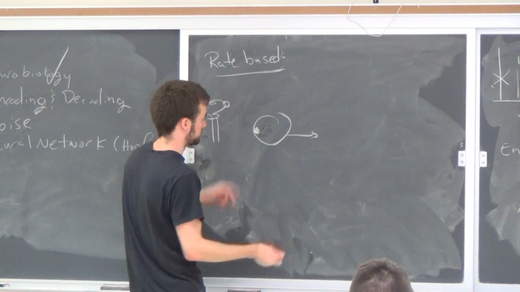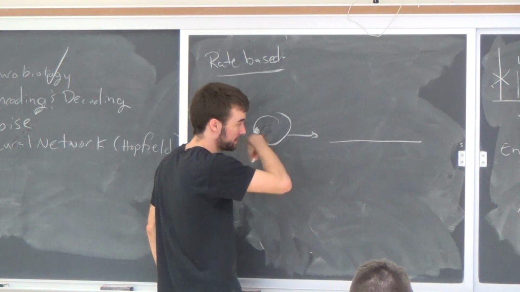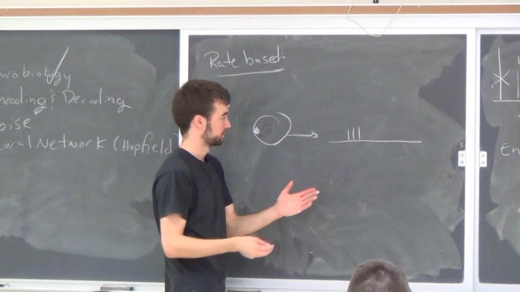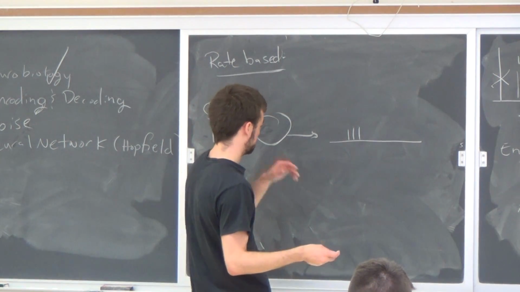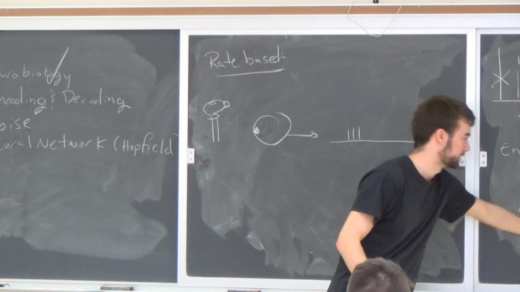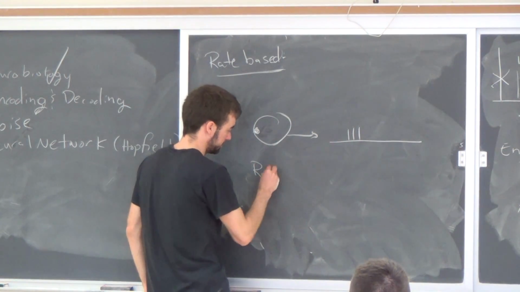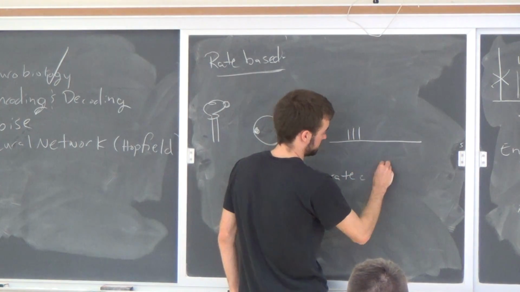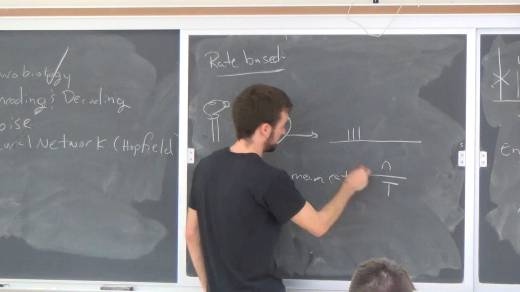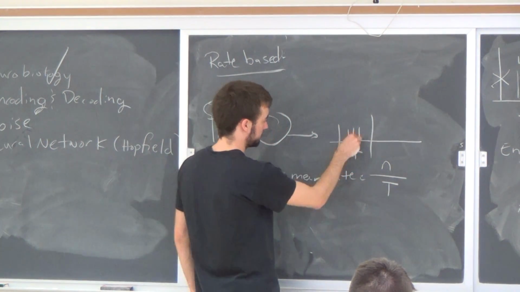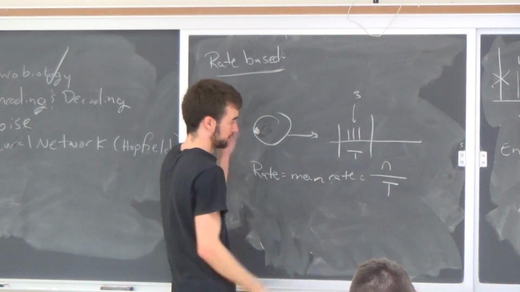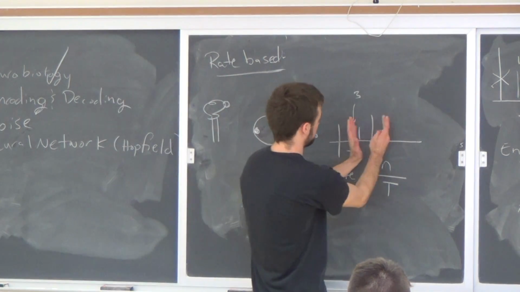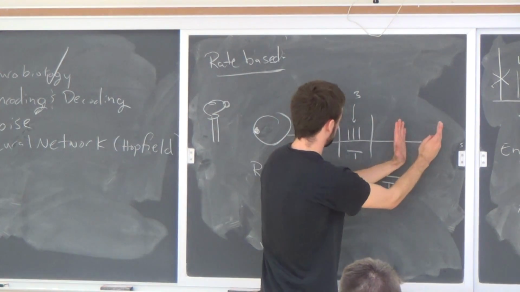This model says it can encode the green simply by the rate at which it spikes, the rate at which it fires. We're talking about the mean rate as before, just the number of fires over some time. So if this is the time here, then we have 3 fires, so the mean rate is 3 over 2. And you can imagine sliding this time window across and taking it.